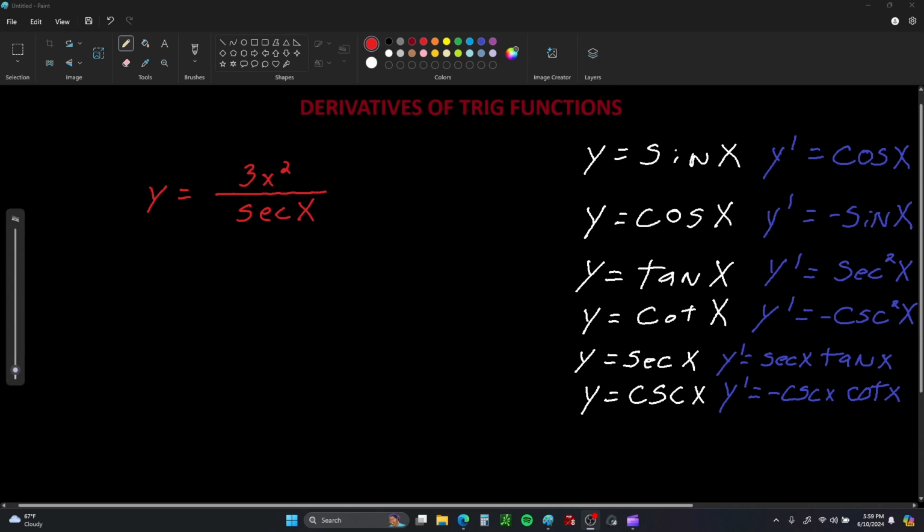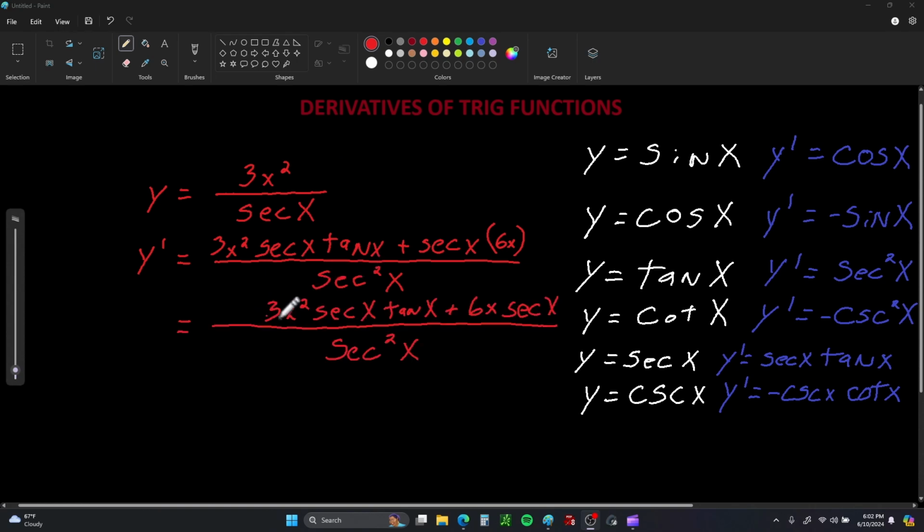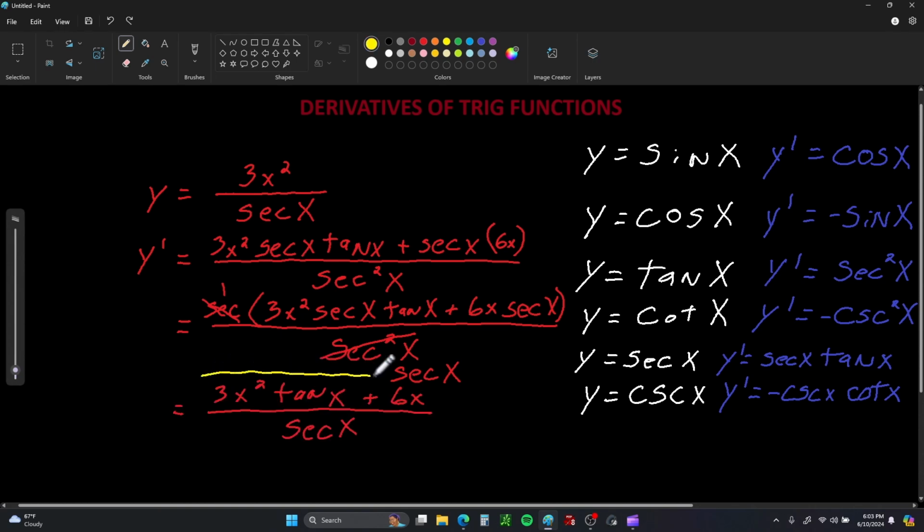Here we have y equals 3x squared over secant x. So we have the top times the derivative of the bottom, plus the bottom times the derivative of the top over the bottom squared. Once simplified, I notice that I can take a secant out of both of the top terms, so I'm going to factor that out. And secant goes into itself once and into secant squared x secant x times. There's your final answer.